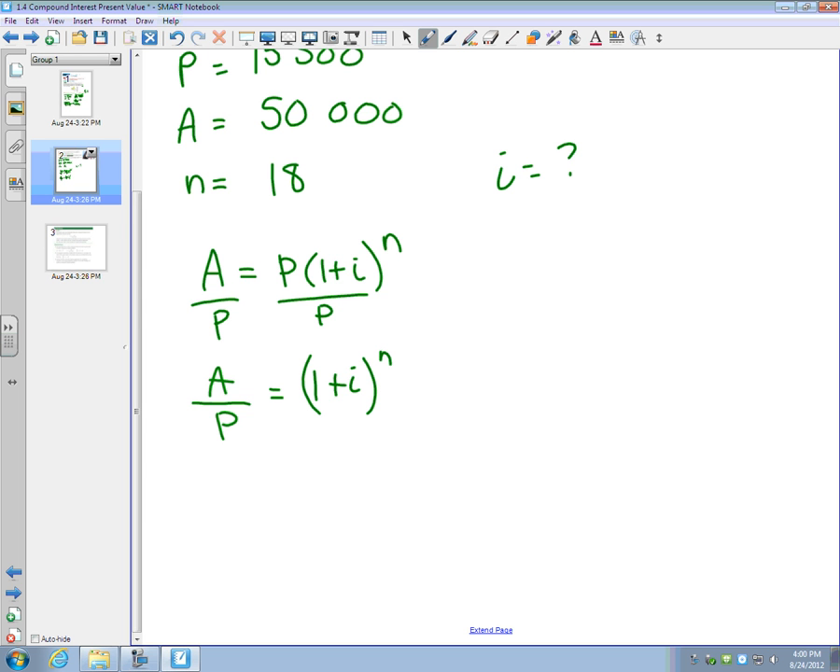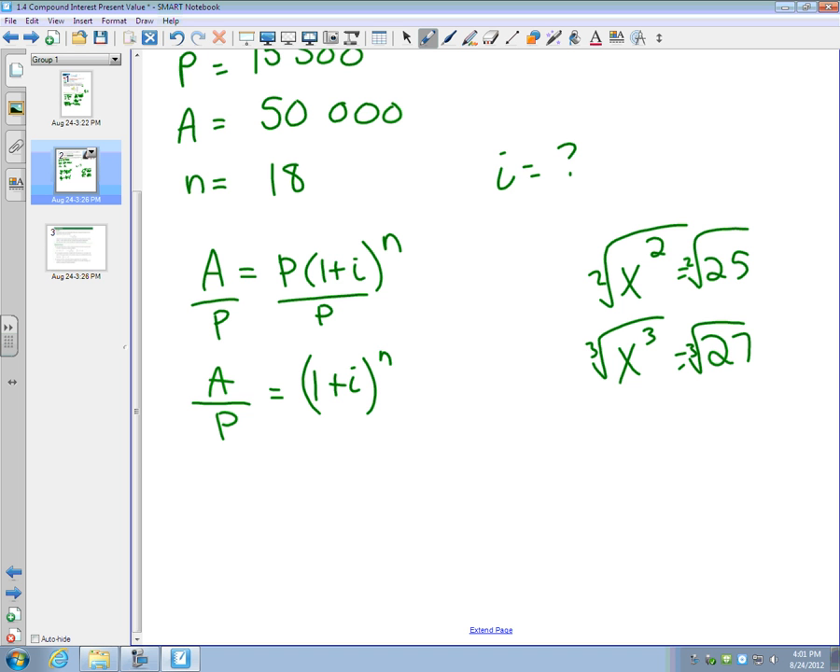If I told you that x squared is equal to 25, in order to solve for x, I would square root both sides. If I told you x cubed is equal to 27, I would cube root each. So in order to get this 1 plus i all by itself, I'm going to nth root. There's a term for you. Now I'm going to be left with 1 plus i on this side, and over here I have the nth root of A over P.